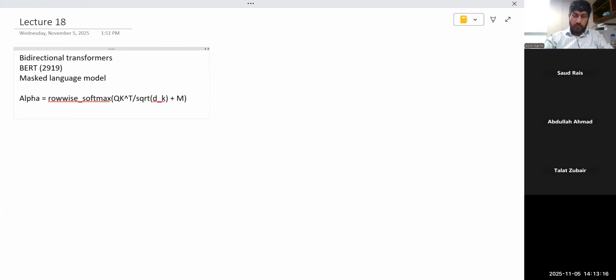I think we used the term alpha for this in the last lecture. So alpha is the weighting scores, the attention scores that we had. Alpha is a matrix. If you multiply this with V, then you get the A matrix, which is the attention output for each head or for each input Ai. But this is for the causal transformer.